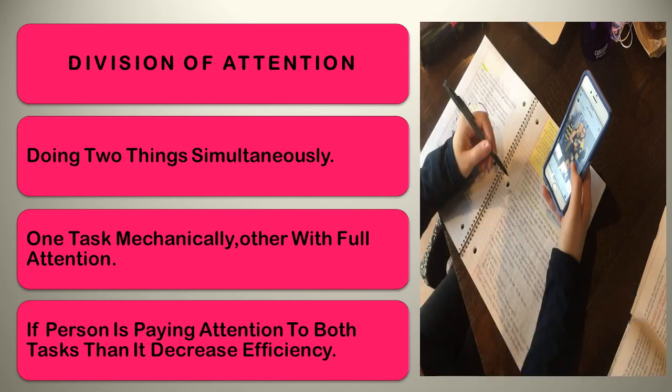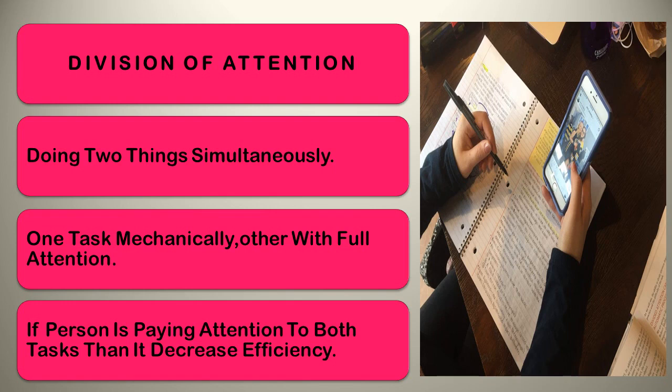Division of attention. Two stimuli cannot be in focus at the same time. We can attend to two tasks efficiently at the same time if one of the tasks is habitual and does not demand intense focusing. A highly practiced activity requires less attention to perform, and hence it can be done along with another task. For tasks which demand more attention, division of attention is not possible.